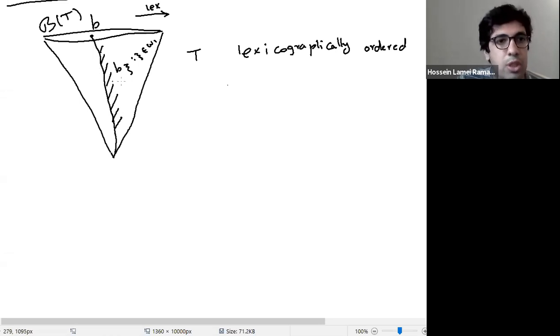So if we can avoid this picture in our lexicographically ordered tree, we can make sure that our tree is not going to have any copy of omega 1 star. And exactly because of the same reason, every lexicographically ordered Kurepa tree is going to have a copy of omega 1 star.